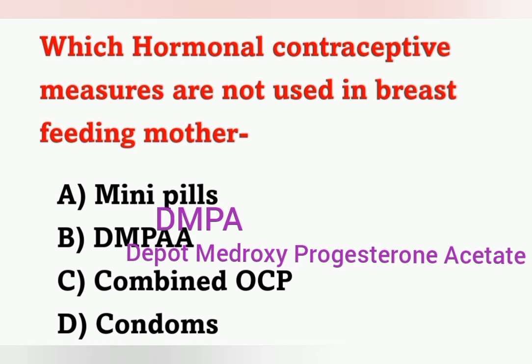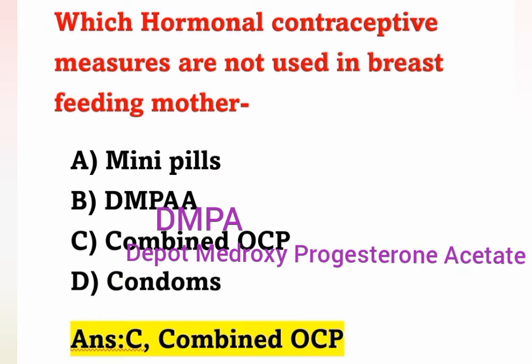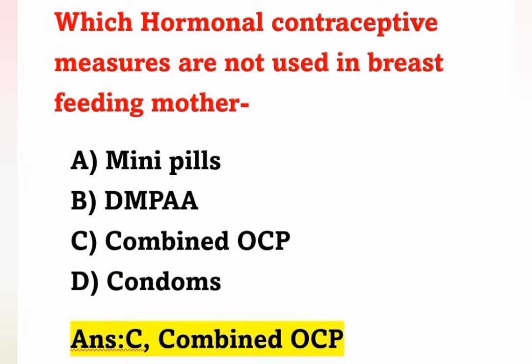Second option, DMPA. The full form of DMPA is depot medroxyprogesterone acetate. This is one of the hormonal contraceptives. Our question is, which is not used during breastfeeding? It is the combined OCP, or combined oral contraceptive pills. It is not used during the time of breastfeeding. Move on to the next question.